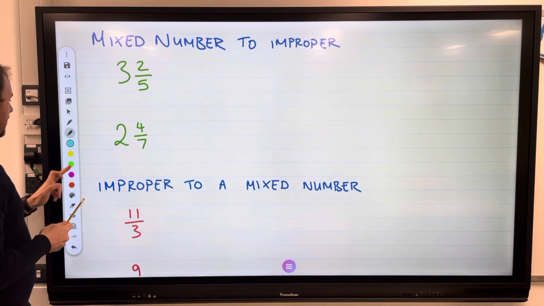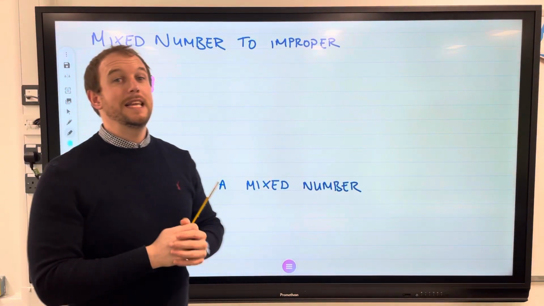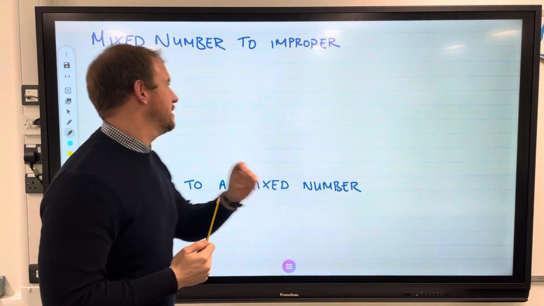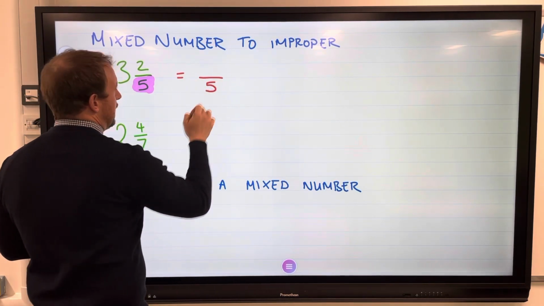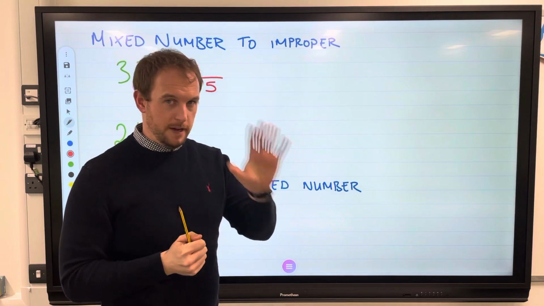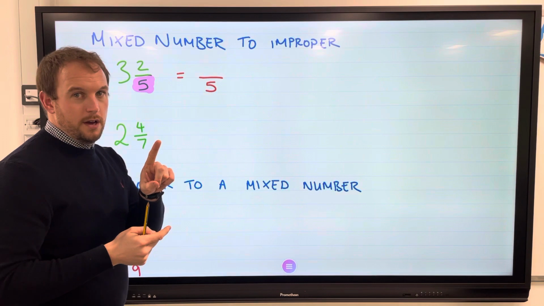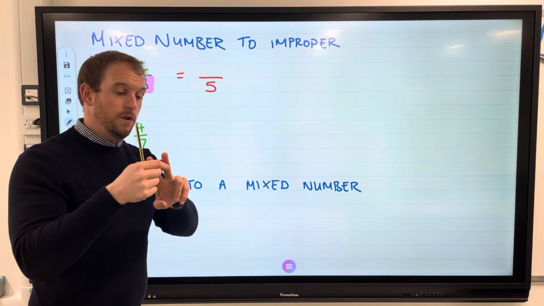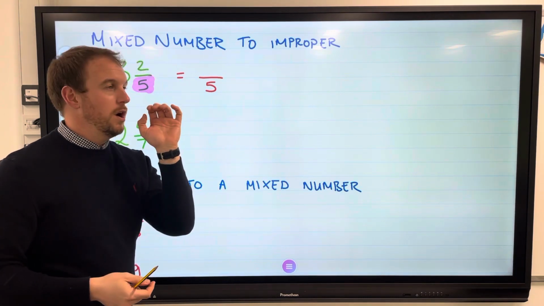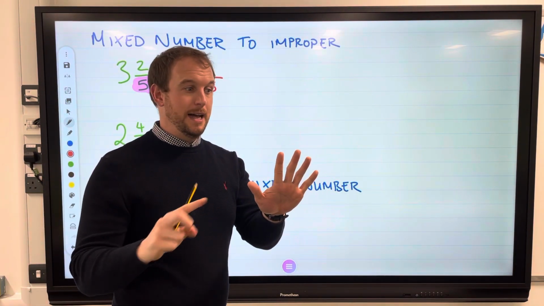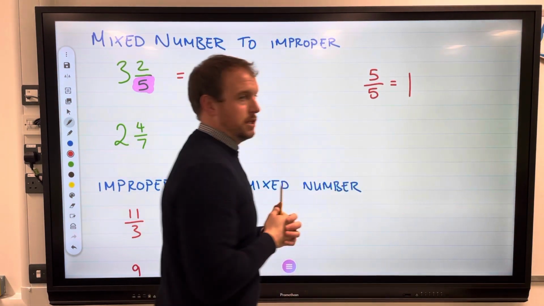With my highlighter, the first bit I'm going to highlight is this denominator here, 5. We are dealing with fifths, so that is always going to stay the same. We know our answer is going to have a denominator of 5. So a little trick for you then. In fractions, we have 1/5, 2/5, 3/5, 4/5, 5/5. So a whole number is the same as 5/5. 5/5 equals 1 as a whole number.